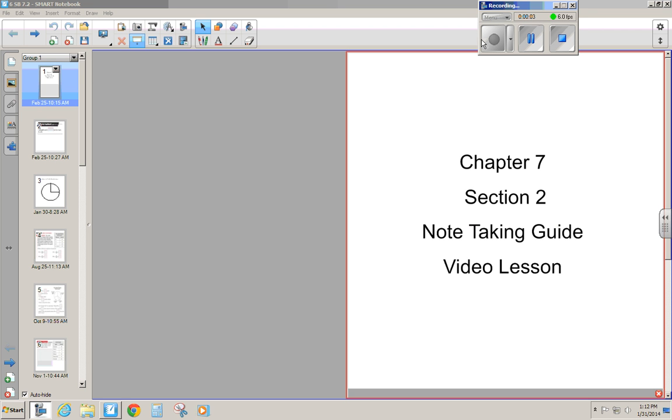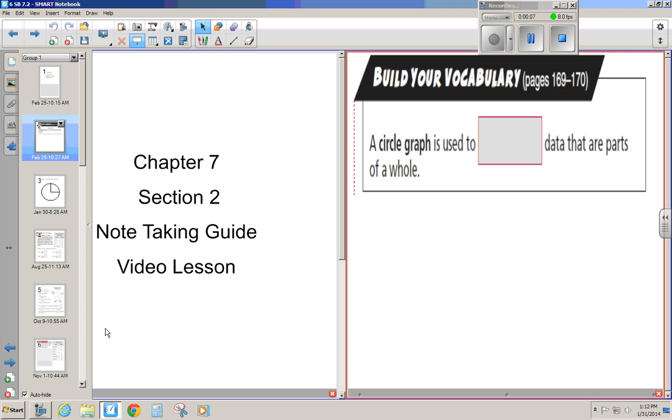Welcome to Chapter 7, Section 2, entitled Circle Graphs. First of all, vocabulary word: a circle graph is used to compare data that are parts of a whole.